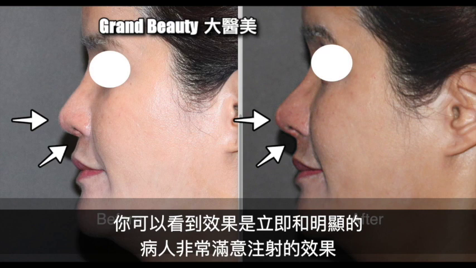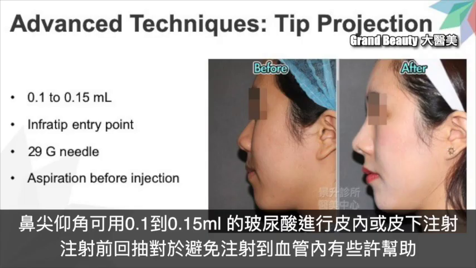Filler placement at the tip is achieved by placing 0.1 to 0.15 cc of filler in front of the tip defining points, precisely in the midline. The optimal approach is from an entry point in the infratip using a 29 gauge needle. The skin and soft tissue envelope can be tented up to reduce the risk of intravascular injection. Of course, aspiration before injection is important to avoid vascular compromise. If desired, the infratip can be slightly lengthened using this technique as well.